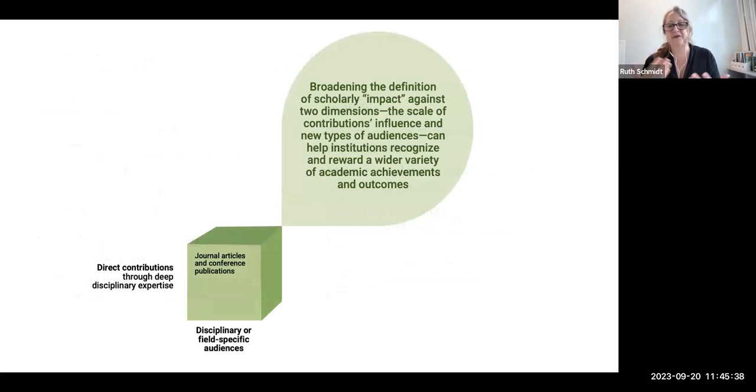So in this case, probably very familiar, things like journal articles and conferences are a very recognizable, easy to understand way of demonstrating impact that's both direct and also in a disciplinary setting. But what we wanted to expand on with this tool was exploring, well, are there other dimensions that we might consider and different ways that we could think about impact that expanded beyond the norms of journal impact, citations, et cetera.